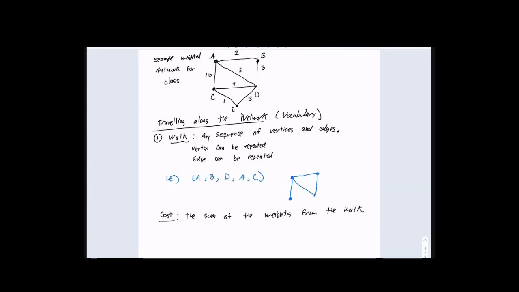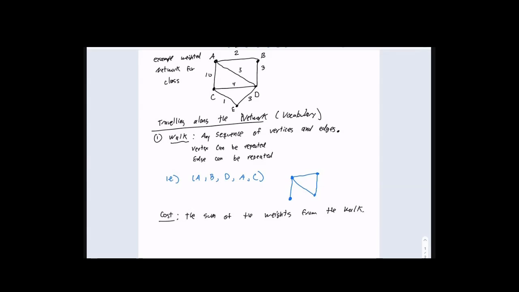Most of the time we talk about minutes. It could be how long it takes. How many hours does it take to travel from A to B? It takes 2 hours. From B to D, it takes 3 hours. From A to D, it takes 5 hours. And the longest travel, of course, is A to C.